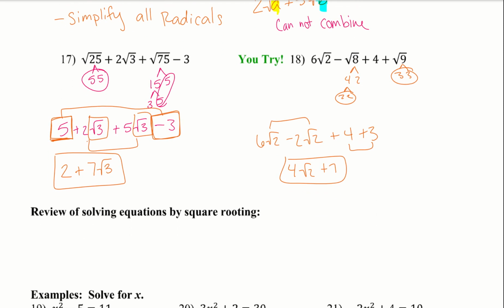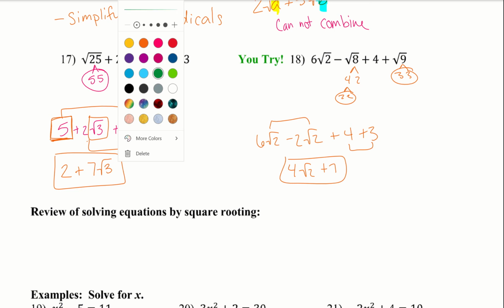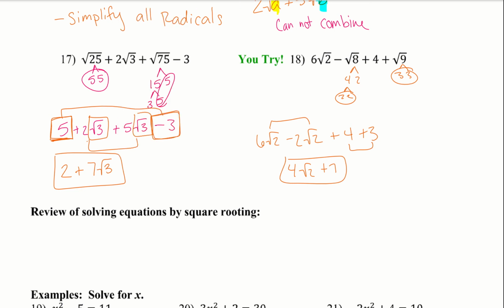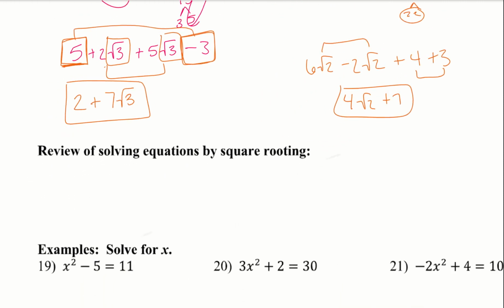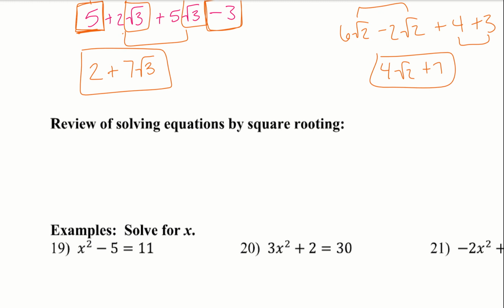All right, and then here's our review on solving equations by square rooting. So I kind of talked about this a little bit on the last page, but very briefly because I knew we were going to talk about it here. So when we solve equations by square rooting, the first thing we need to do is isolate the variable squared.